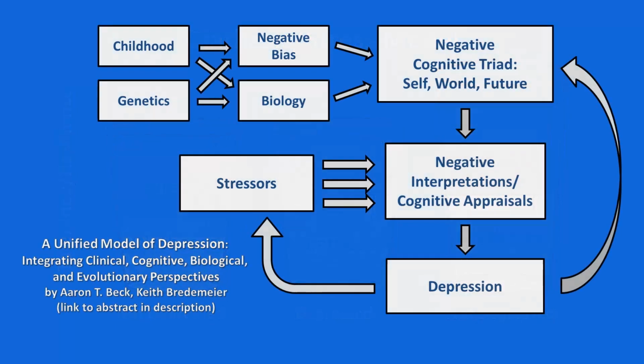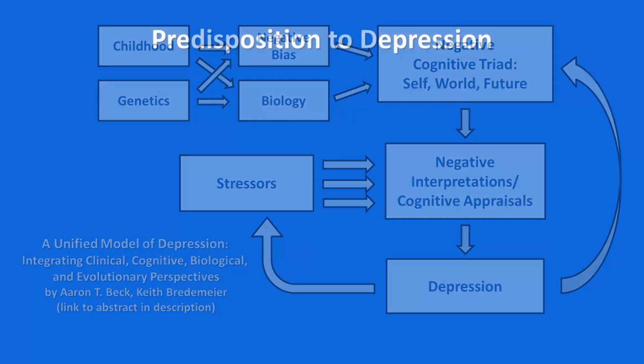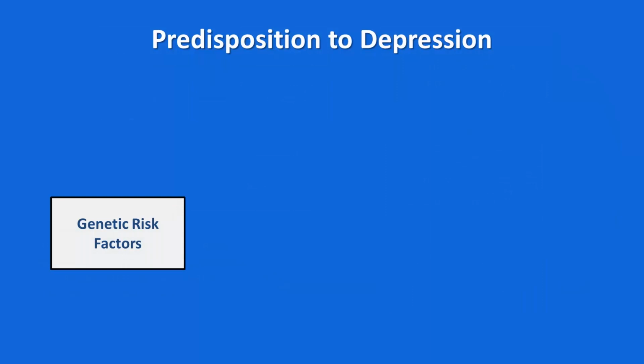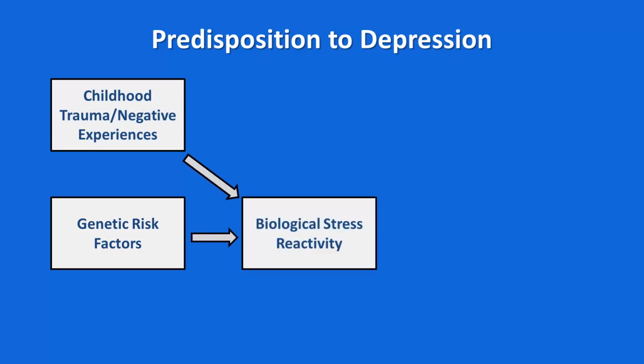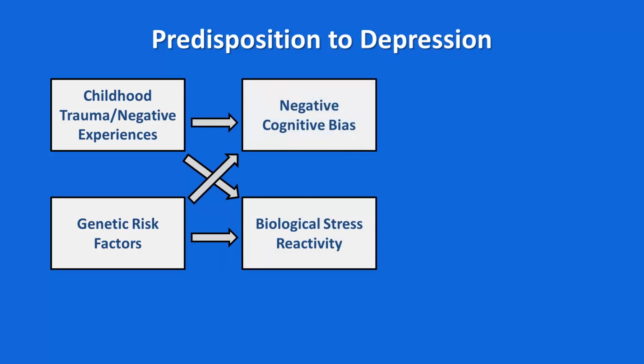Now let's look at a much more detailed model proposed by Aaron Beck, the person who founded cognitive behavioral therapy and whose research is most responsible for how we now treat depression with psychotherapy. So what predisposes someone to depression? First, there are genetic risk factors and/or some sort of childhood trauma or negative childhood experiences that lead us to develop increased biological reactions to stress, and cognitive biases that prioritize and emphasize negative experiences and information.